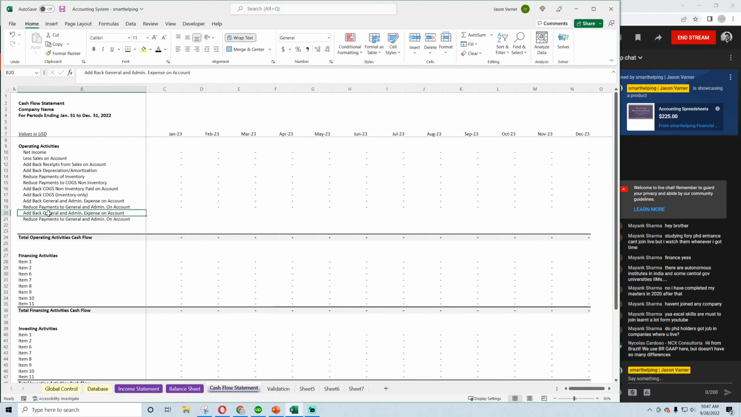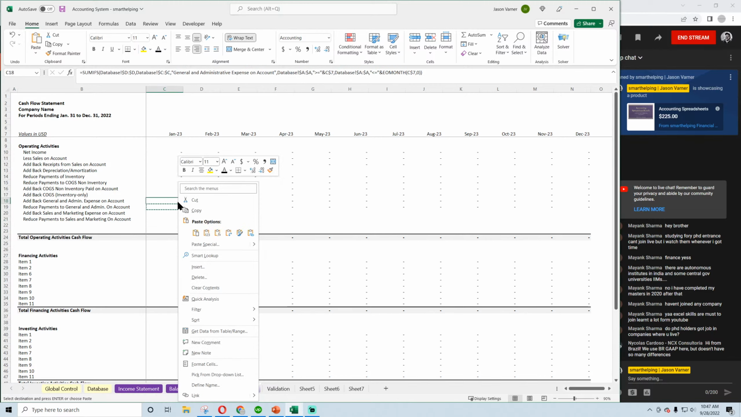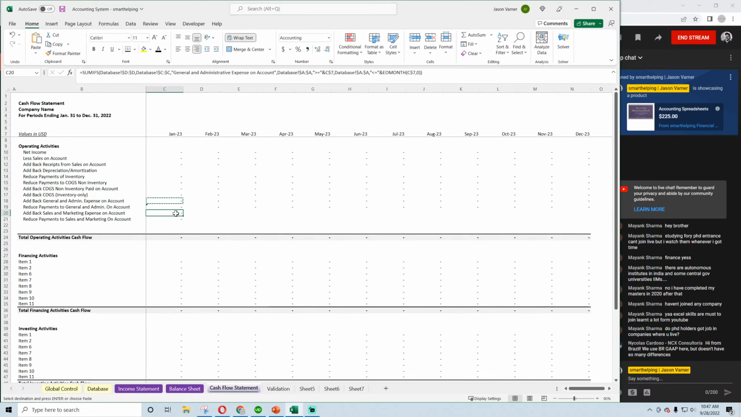And then here, add back sales and marketing expense on account, reduce payments to sales and marketing. So this is jolly dandy here. We drag this down. Actually, reduction will be that one, and this will be that one. So here, and this is adding back sales and marketing because that's not a cash item. And then this is payments for sales and marketing.